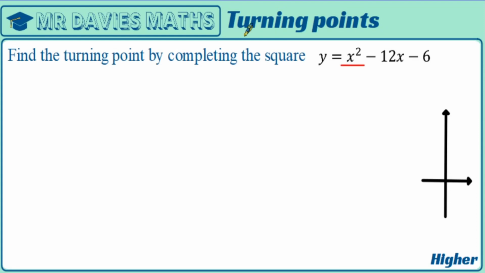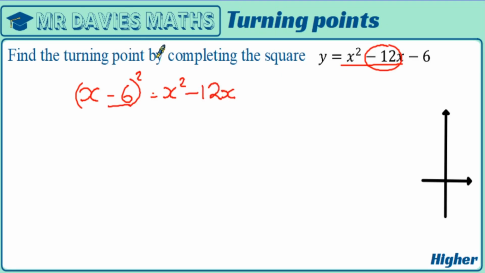Right, let's try another one. So completing the square again. To get those two, I'm going to do x minus 6 this time. Remember, it's half of that minus 12, all squared. That would give me x squared, double that value, which is minus 12x, so that bit's correct. But if I square negative 6, remember negative 6 times negative 6 is positive 36. I like that, I don't like this.